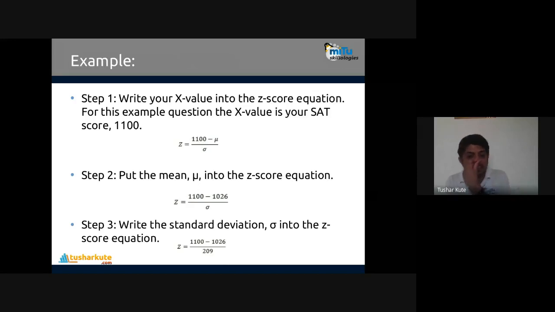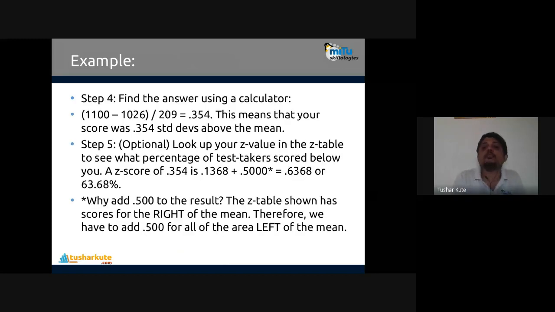209 is the standard deviation of all, and using that, the Z score will be calculated. So you can put these values. It is 0.354. This means that your score was 0.354 standard deviations above the mean. Remember, standard deviations above the mean. That's what we are getting over here. Above the mean means you are performing better than the mean.